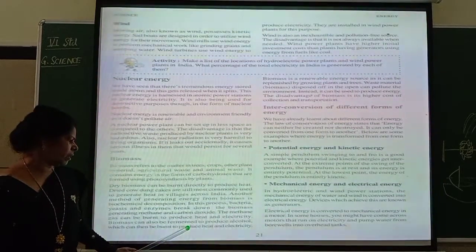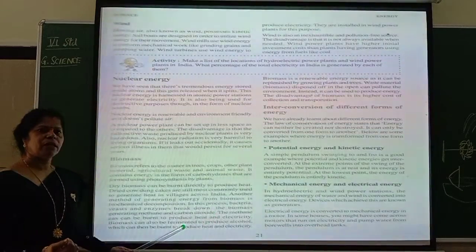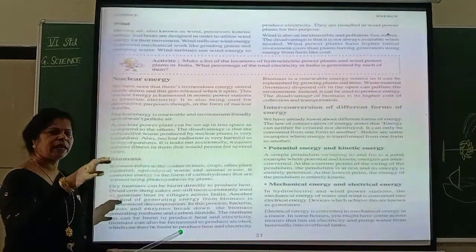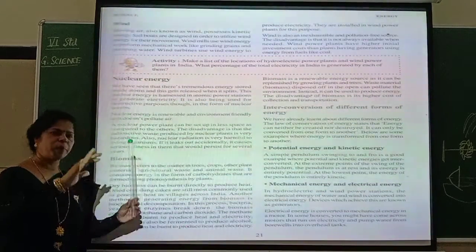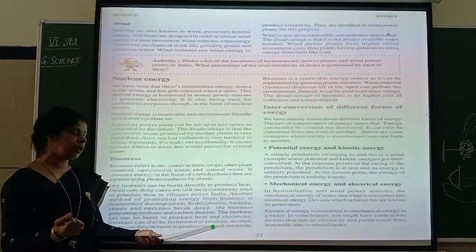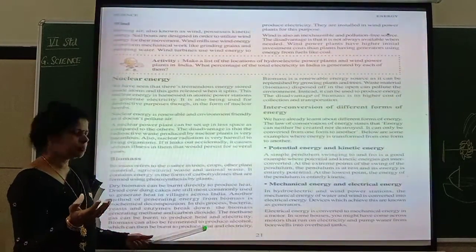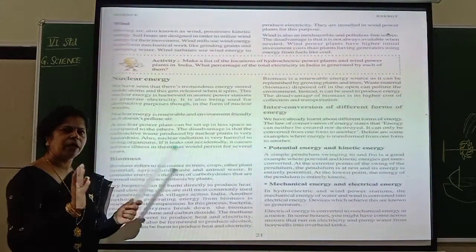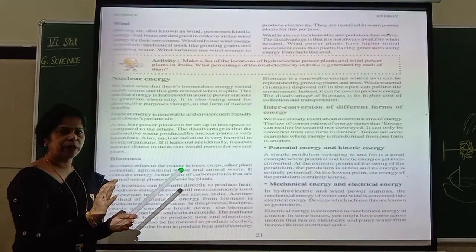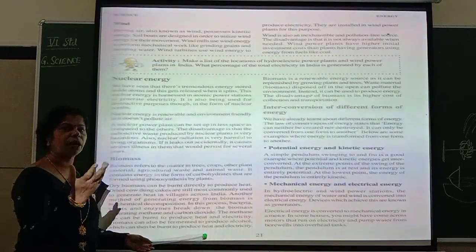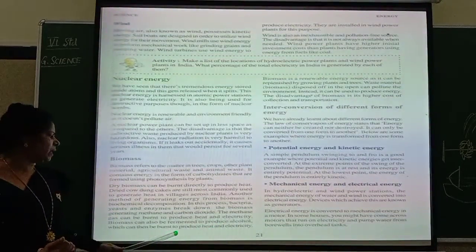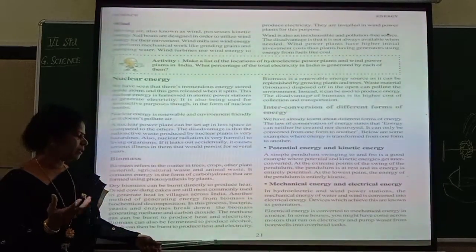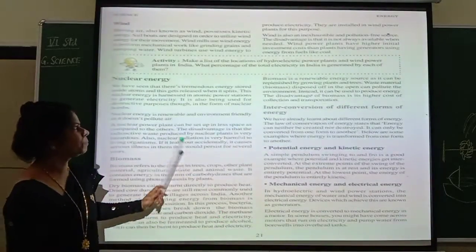Biomass can also be fermented to produce alcohol. If you take some good materials and put them through a proper process, you can produce alcohol. Especially jaggery and so on, if you process it properly, that will start giving out alcohol, which can then be burned to produce heat and electricity. So with alcohol also you can burn and produce heat and electricity.